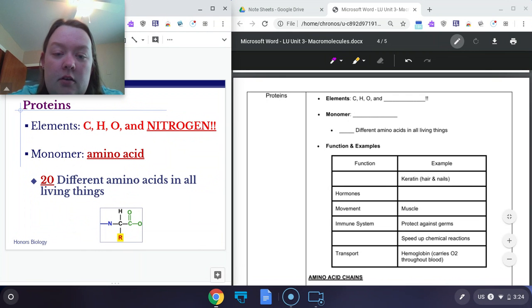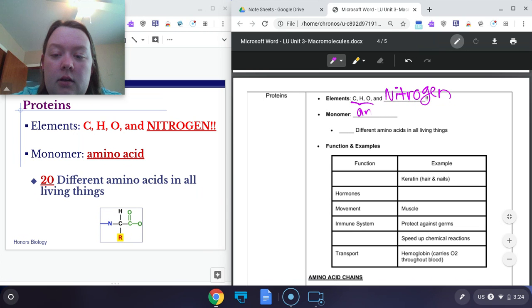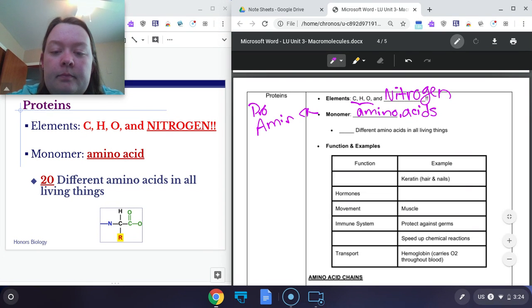So proteins themselves are made up of carbon, hydrogen, oxygen, and also nitrogen. And proteins are made up of the monomer or the subunit amino acids. And we do have a memory strategy to remember this one. Pro-amino. It rhymes. Pro-amino. You can remember protein amino acids.